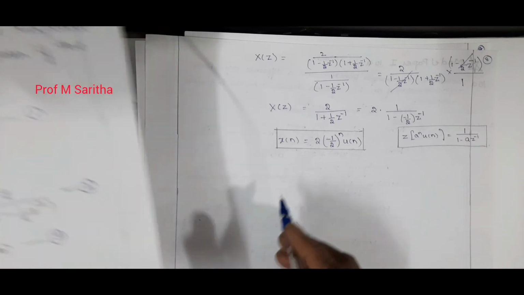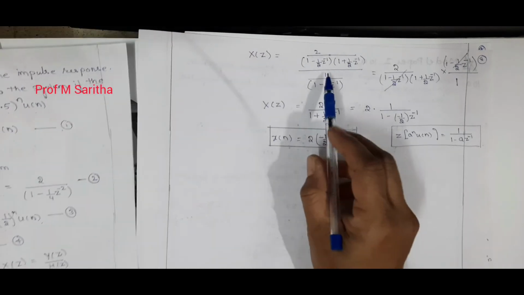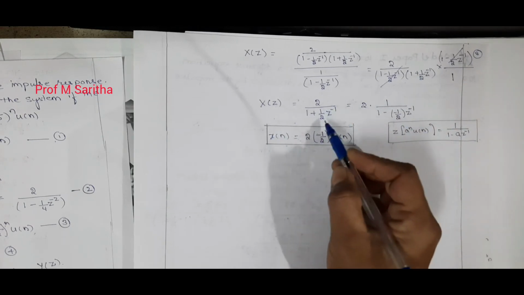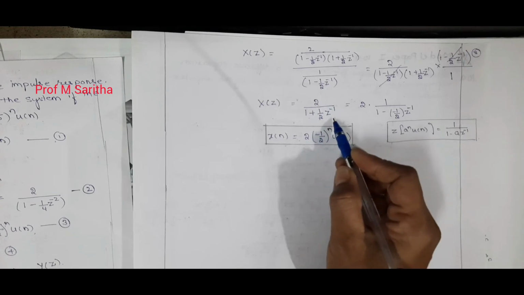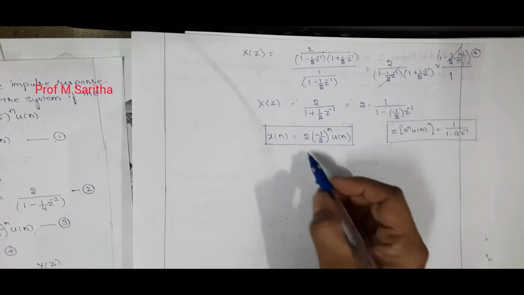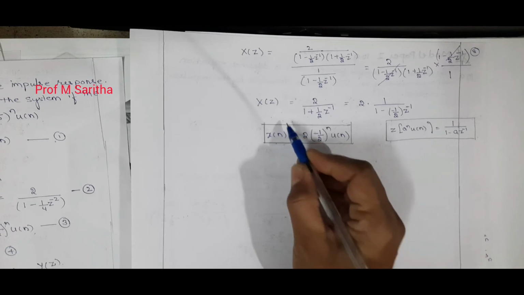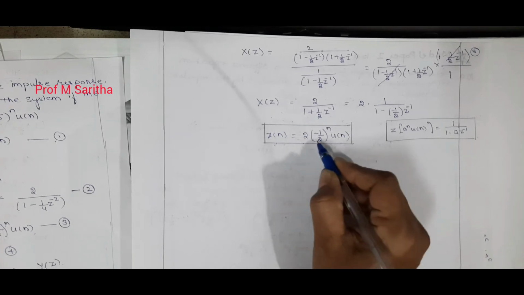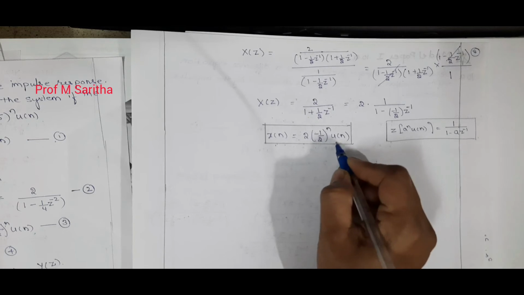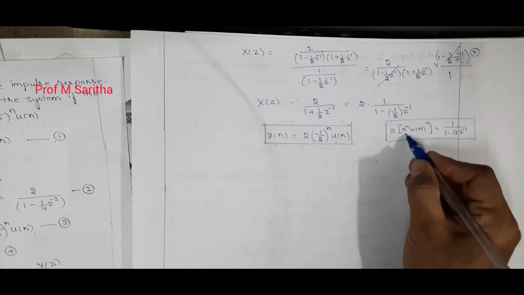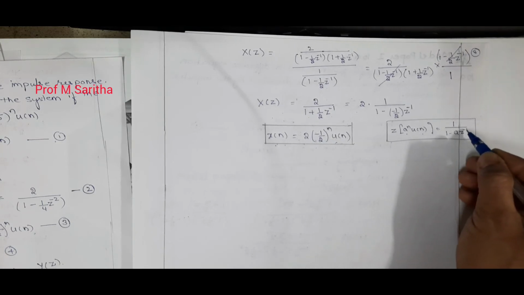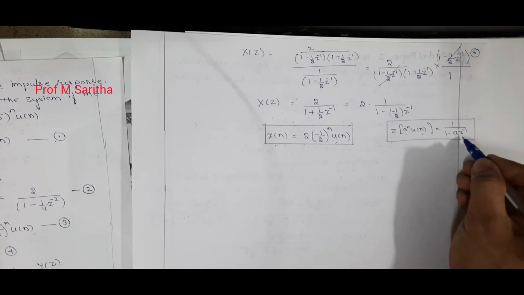Now simplifying this expression, x of z is 2 divided by 1 plus 1 by 2 z inverse, after rearranging the terms. Taking inverse z transform, x of n is equal to 2 into minus 1 by 2 whole raised to n u of n, using the formula that the z transform of a raised to n u of n is 1 by 1 minus a z inverse.